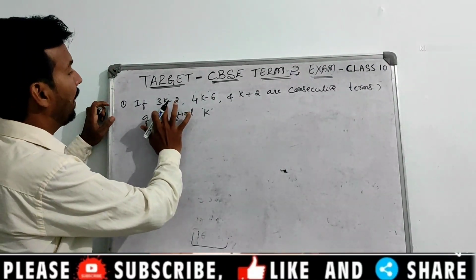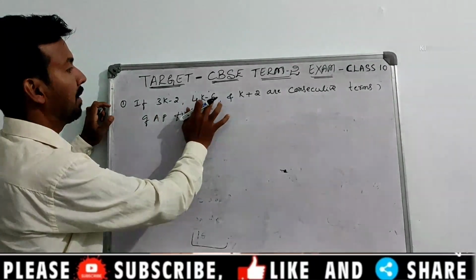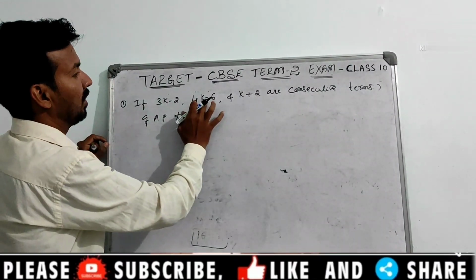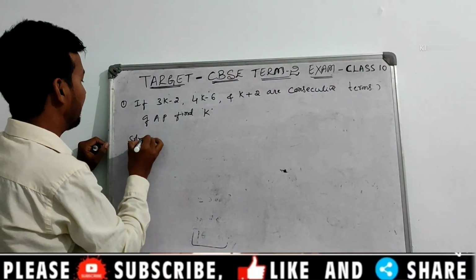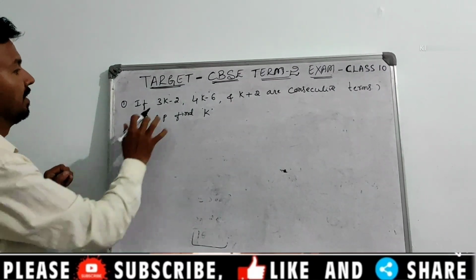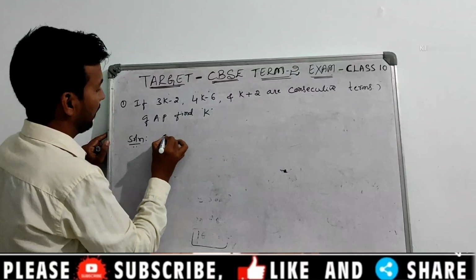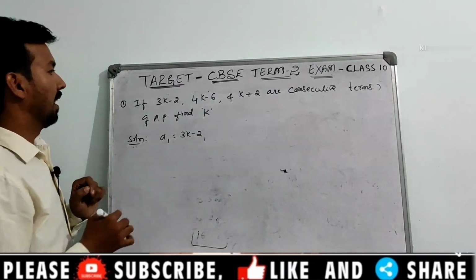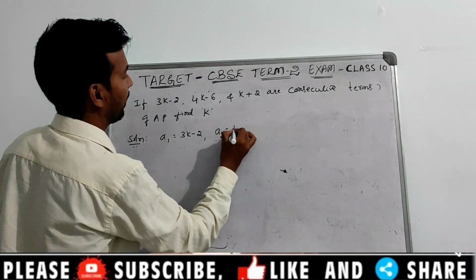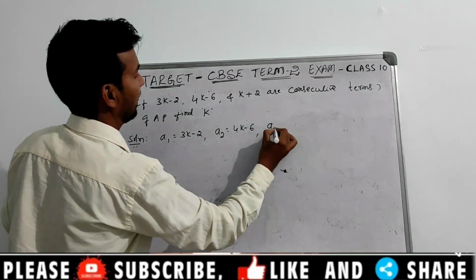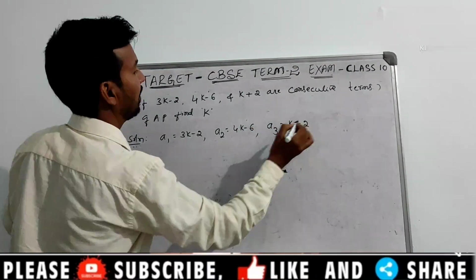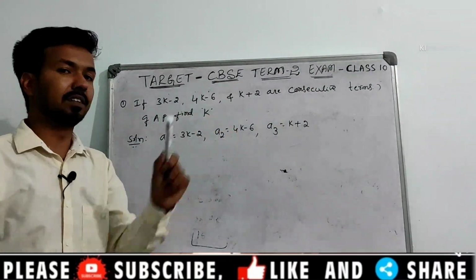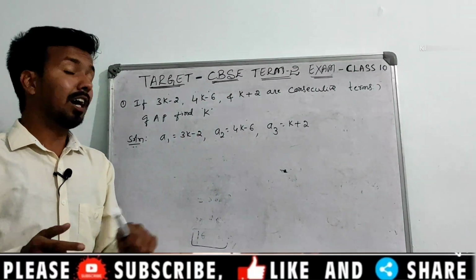Here you consider one after the other: 3k minus 2, after that 4k minus 6 and then k plus 2 are consecutive. Consecutive means a1, a2, a3. How do you find the solution? Here, children, we know that a1 is 3k minus 2 and a2 is 4k minus 6. Here a3 is k plus 2, children. Because they are given as consecutive terms, one after the other, they are in AP, the common difference is the same.